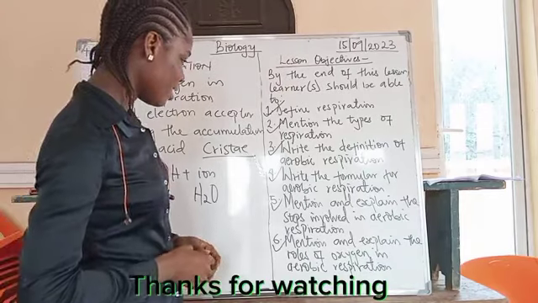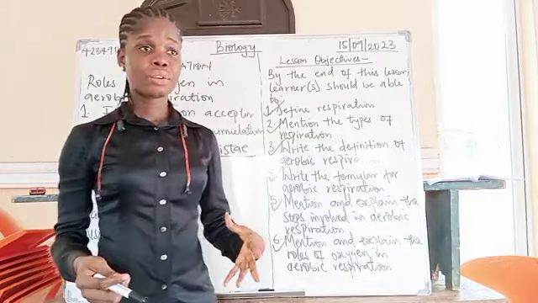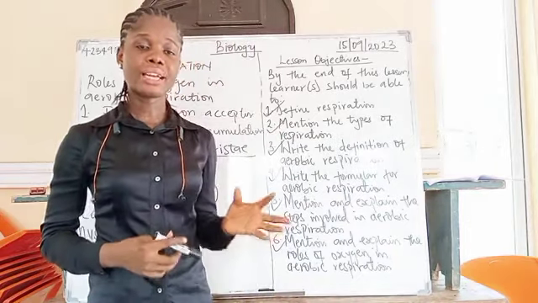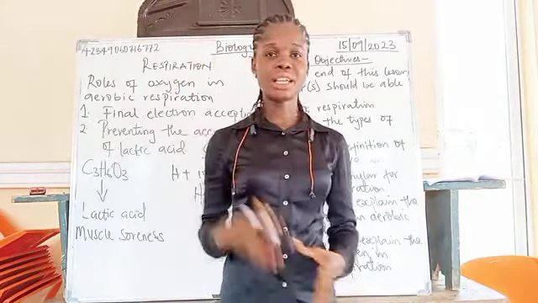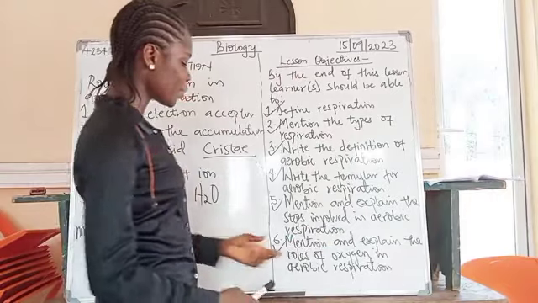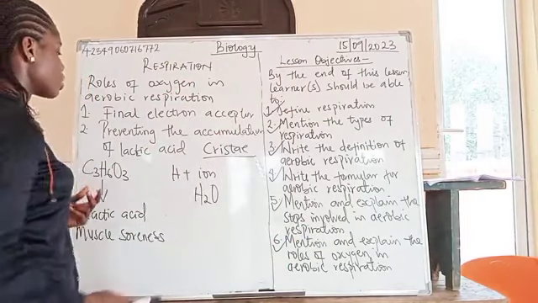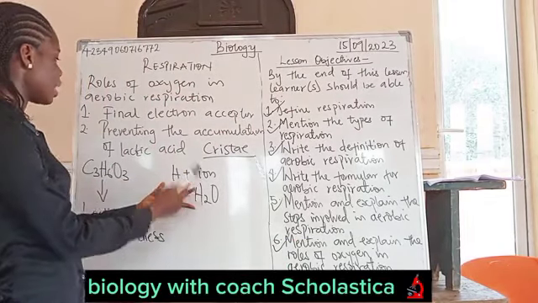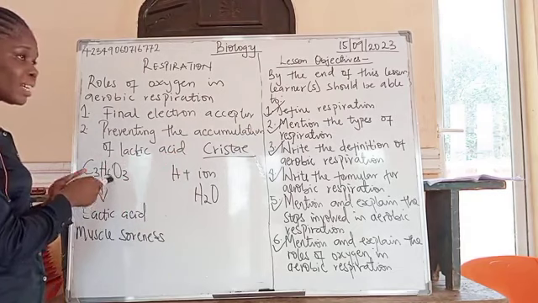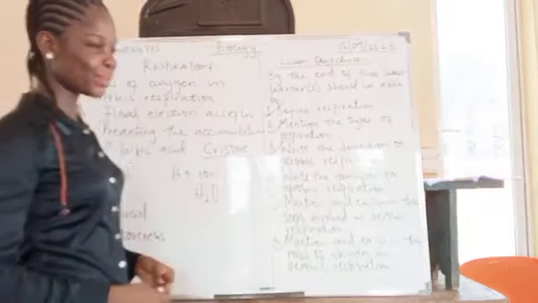We go back to the electron transfer chain, where we have the movement of the electrons, releasing energy that is used in the pumping of the protons, and then the creation of the proton gradients, leading to the production of ATP by the ATP synthase. I'm able to mention and explain the roles of oxygen in aerobic respiration. We talked about two roles, where we have the final electron acceptor, where oxygen reacts with hydrogen to form water, and then we have preventing the accumulation of lactic acid, where oxygen further breaks down lactic acid, preventing its accumulation in the muscles and thereby preventing muscle soreness.